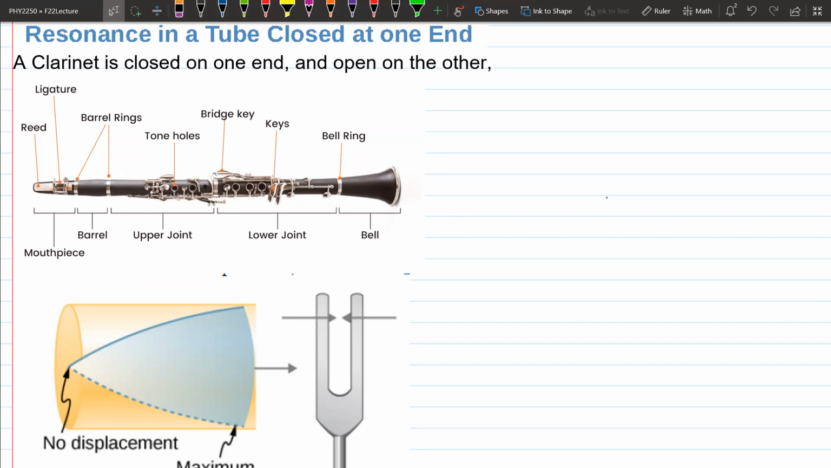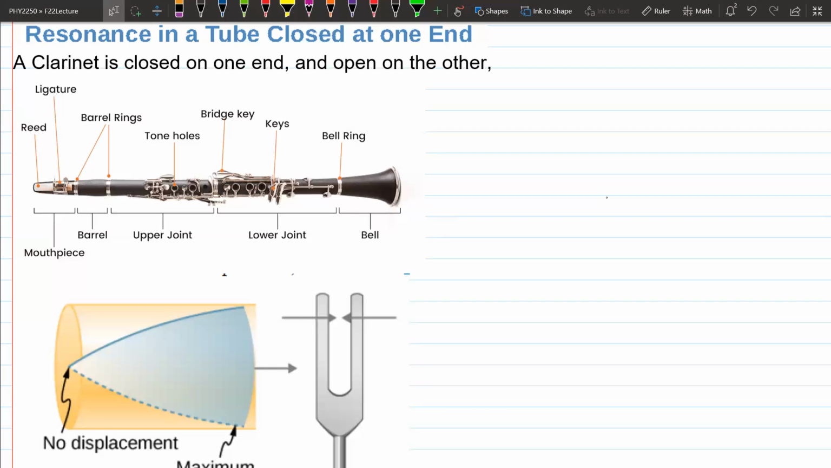Okay, a clarinet is a closed at one end, open at the other end system. The clarinet has this thing called a reed. You physically do not blow air straight into the clarinet. What you're doing is blowing on this reed, which is just a little piece of plastic that vibrates, and that causes vibration here. These vibrations then move the air in your clarinet tube in order to produce sound.